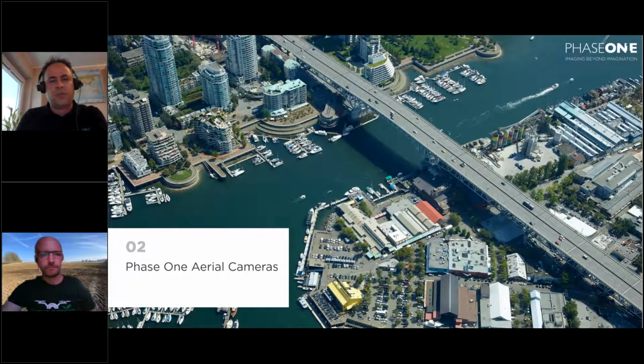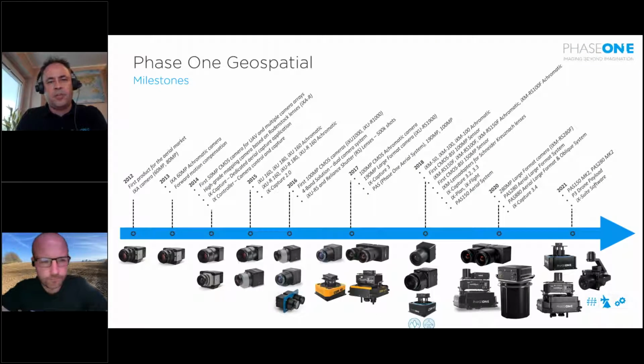Let me now give you a short overview about our phase 1 aerial products. Phase 1 has been supplying specialized cameras for a wide range of aerial photography applications since 2012. Those cameras are always made on the edge of technology by using the most modern sensors available on the market, delivering the best possible image quality. Over the years, we have continuously developed these products to meet the market requirements. Since 2017, phase 1 has also started to offer integrated systems for the market. These phase 1 aerial systems, or PAS systems, are turnkey solutions for aerial survey flights.